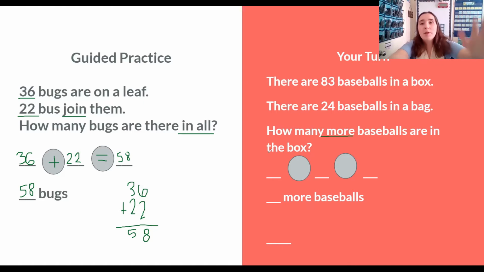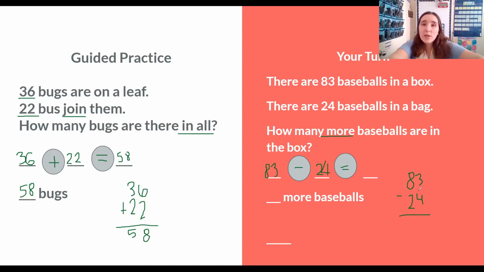And I want to find out how many more baseballs there are in the box than in the bag. So what I'm going to do is I'm going to do 83 from the box minus the 24 from the bag. And that will tell me how many more baseballs are in the box than are in the bag. So I'm still just going to stack up my problem here. That is my favorite way to solve these. Remember, if you want to do a number line or anything else like that, you are more than welcome to.